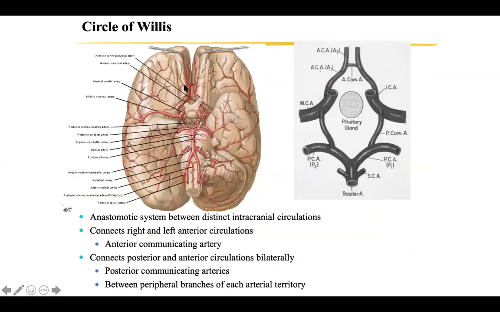So the circle of Willis is basically a system which is important to maintain circulation in the brain, even if one of these arteries is occluded. So we need to have anastomosis so that other arteries can cover up for the occluded artery.